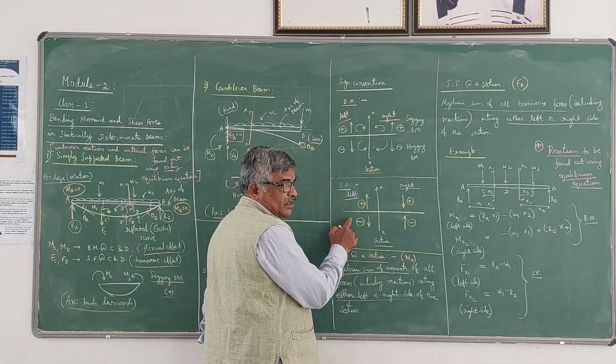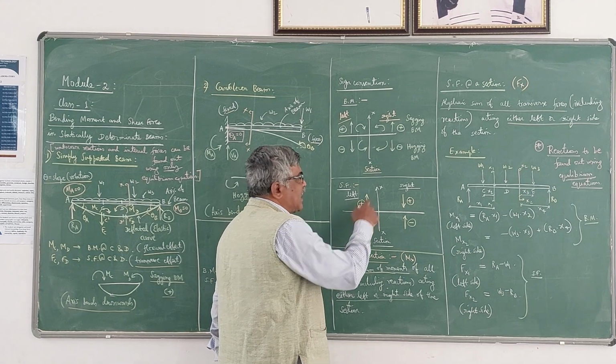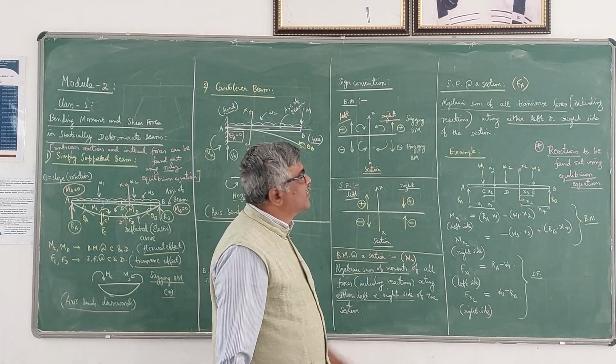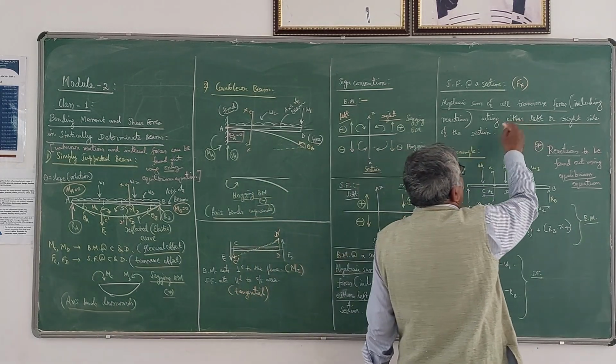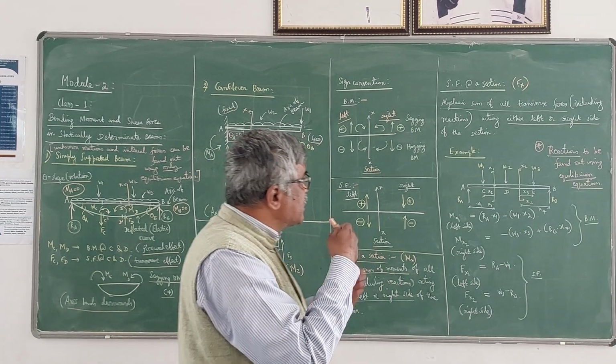So how to take the algebraic sum? This is the sign convention. If you are seeing the left side, upward positive, downward negative. Right side, downward positive, upward negative. This is the sign convention we have to follow. Now, acting either left or right side of the section, here also we have to consider any one side.